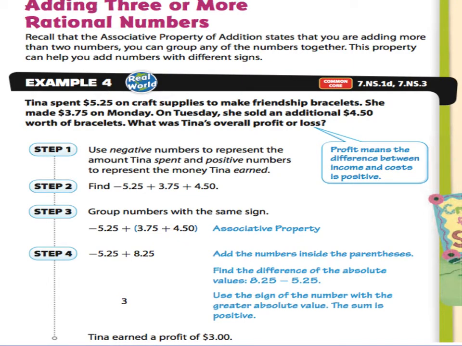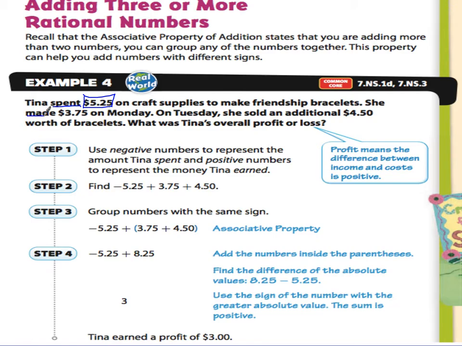All right, so now we have examples where we're adding three numbers at a time. All right, so Tina spent $5.25 on craft supplies to make friendship bracelets. So she spent the $5.25, so you know that that's a negative.